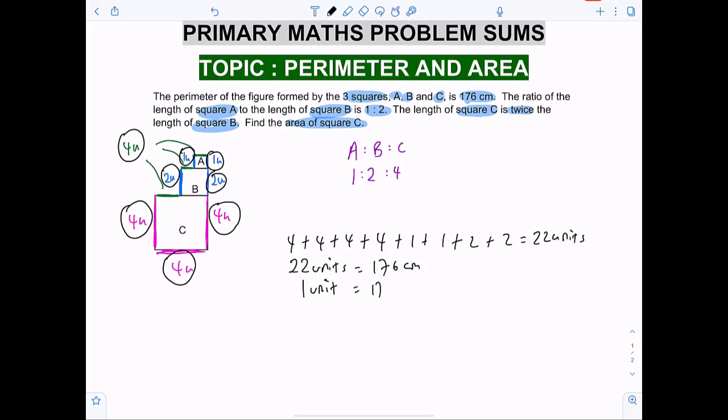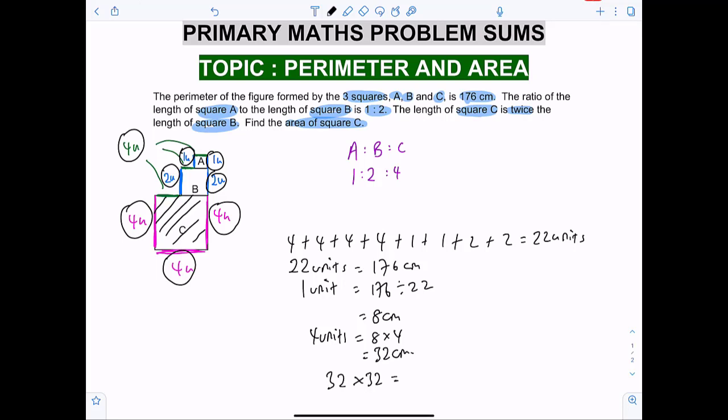We then find 1 unit: 176 divided by 22, 8 cm. Alright, so we're interested in the area of C. That will be 4 units in length. 8 times 4, 32 cm. And to find the area of C will be 32 times 32, 1024 square cm. Final answer.